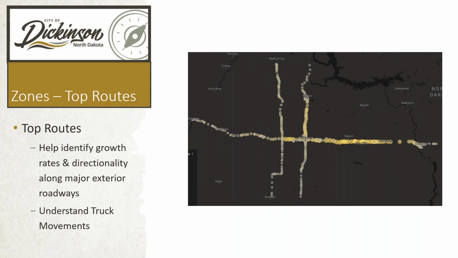One important thing to note about this corridor is just the sheer amount of trucks. I-94 throughout Dickinson has about a 25% heavy vehicle percentage, so it was very important to understand these truck movements, especially how they could get off of the main freeways and highways and get into downtown as well.